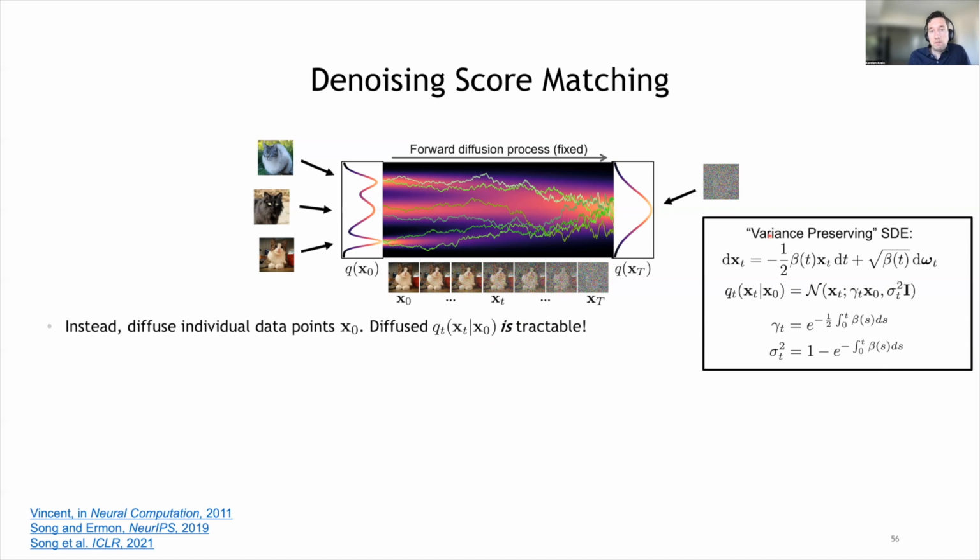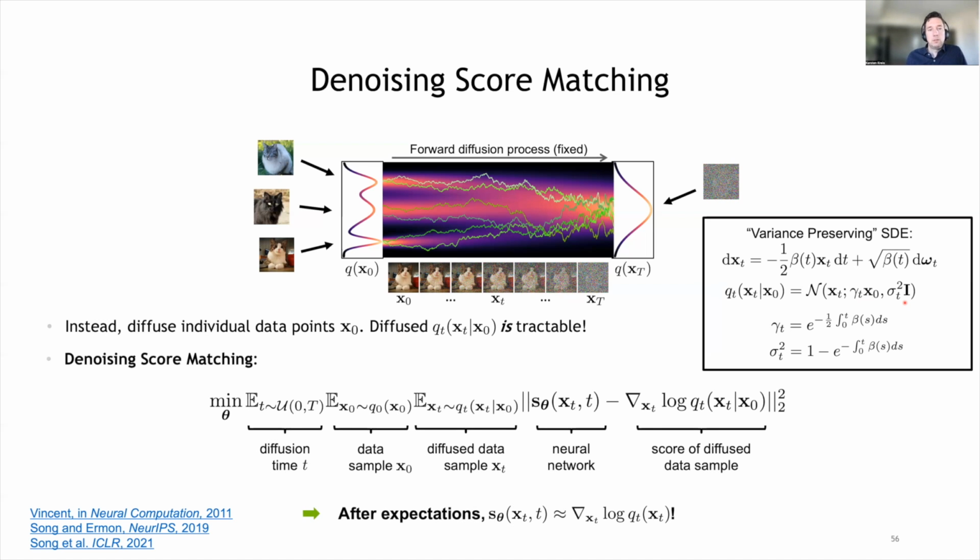And for the variance preserving stochastic differential equation, which is precisely this SDE that defines our forward diffusion process, this conditional density q_t of x_t given one particular data point x_0 has this form. It is a normal distribution where the mean is given by the initial point x_0 that is simply scaled down by some gamma of t, which has this form. This is a function that starts at 1 and decays towards 0. And then we also have some variance, which is the other way around, which starts at 0 and grows towards 1.